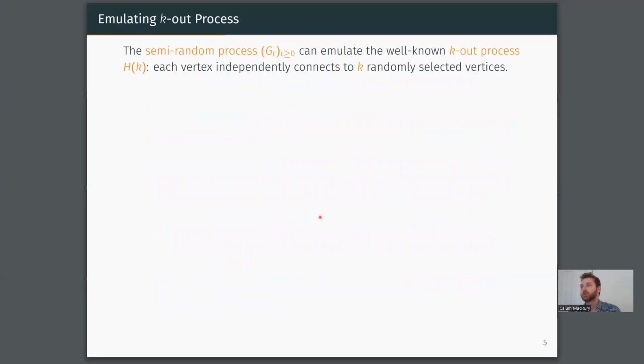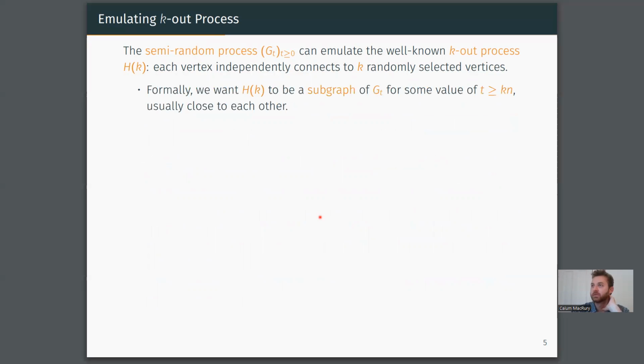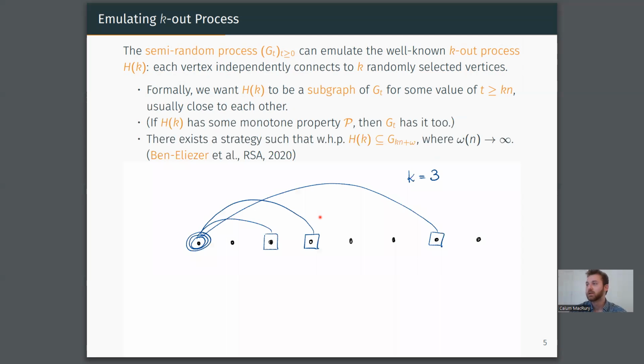Okay, so what's previously known? Well, one thing that's quite easy to see is that the semi-random graph process can emulate the well-known k-out process, where each vertex independently connects to k distinct randomly selected vertices. So what do we want to emulate this process? Well, we want the k-out process to be a subgraph of G_t for some value of t that's at least as large as k times n. And usually we want these things to be quite close to one another. So the observation is that if the k-out process has a monotonic property, then G_t has to have it as well.